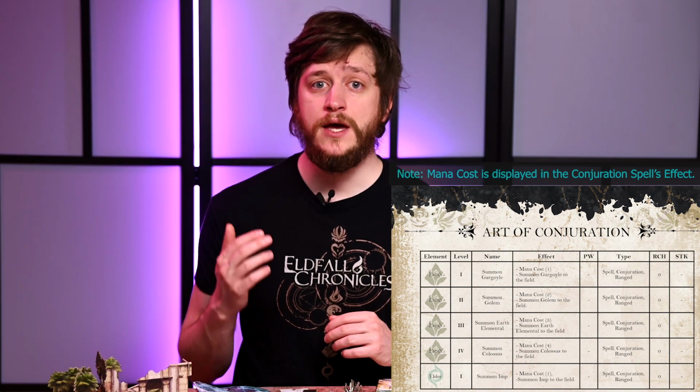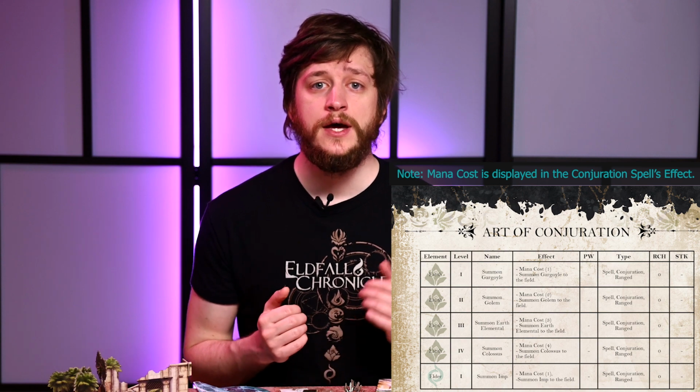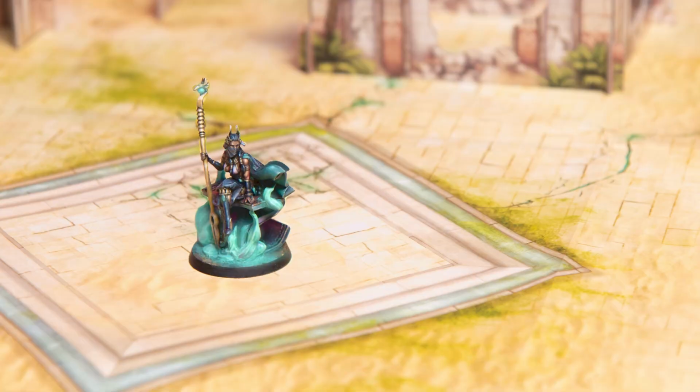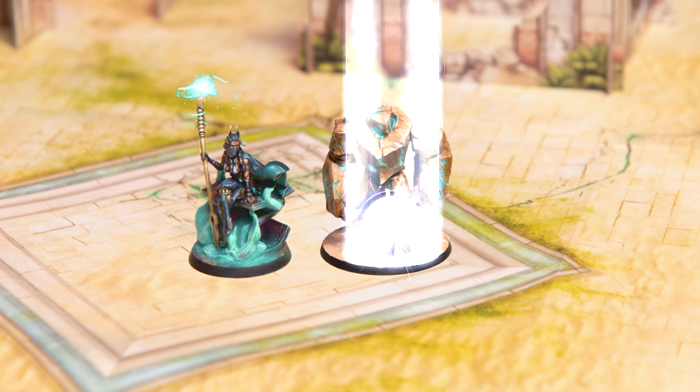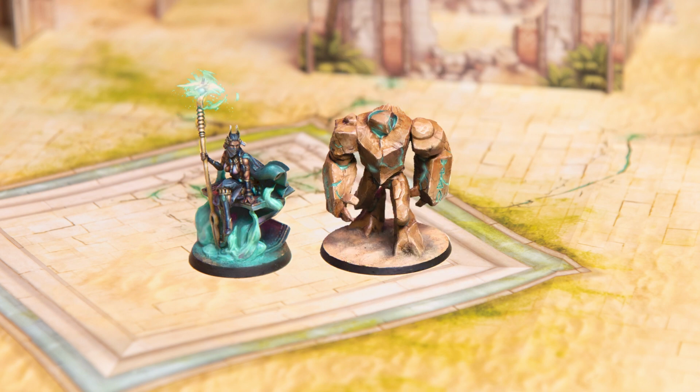When a model spends the appropriate amount of mana counters, it can cast a conjuration spell and place the corresponding creature's model into play. The creature is placed into base contact with the summoner and is immediately allocated activation points up to its stamina value. After the creature is successfully summoned, it has a mana upkeep equal to their tier. For example, a level 4 creature has an upkeep of 4.